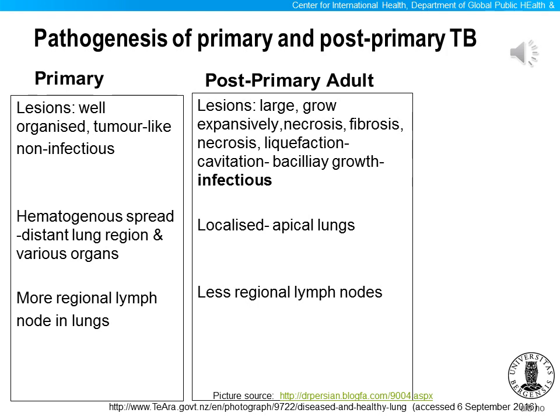However, in post-primary tuberculosis, the regional lymph nodes typically show little involvement. The disease process tends to remain localized, usually to the apical parts of the lungs. The lesions are large, grow expansively, and granulomas are surrounded by fibrosis.